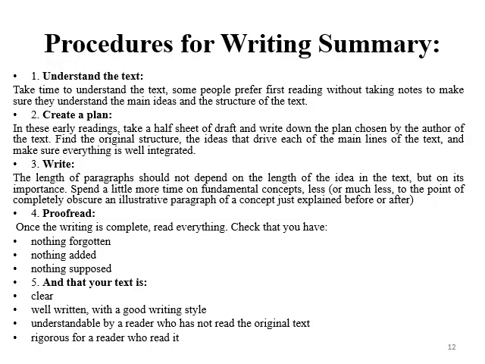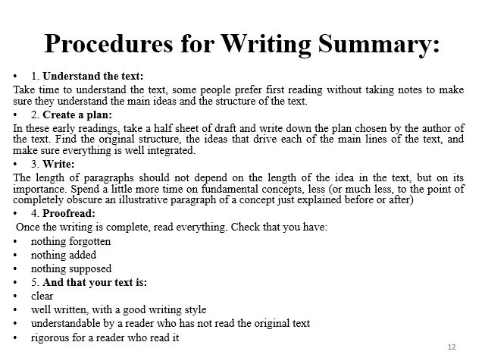Now, procedures for writing a summary. The first item is try to understand the text. Two, you create a plan. Three, you write. Four, you proofread. Because once the writing is complete, there's the need for you to read everything over and over again and try to check that you have forgotten nothing, you've added nothing, and you have supposed nothing.